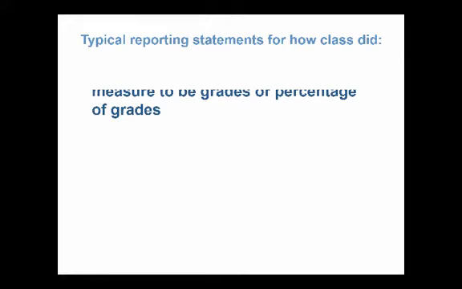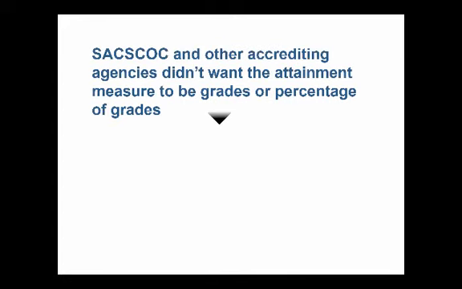reports, and this is typically how most information is conveyed about student achievement. And it's not that there's anything wrong with it. It's good information to know. It can be used for different reasons, for different purposes. But SACS and other accreditation agencies don't want attainment measures to be grades or percentage of grades.